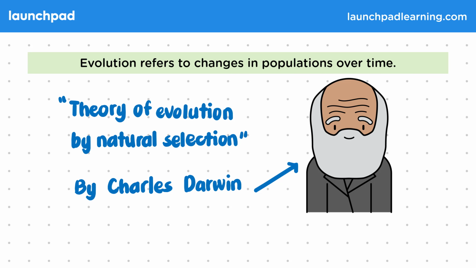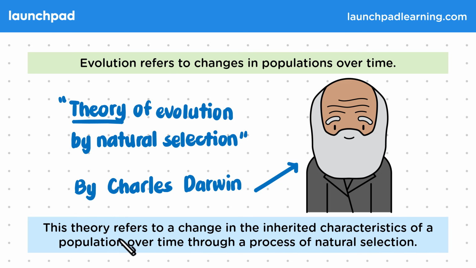While this is commonly accepted as fact, it's still referred to as a theory because when it emerged, there were several competing theories, and also because, strictly speaking, everything we know is a theory. This theory refers to a change in the inherited characteristics of a population over time through a process of natural selection. We're going to break this down and have a look at what we mean by inherited characteristics. In a nutshell, these are traits that are passed down through genes to offspring.